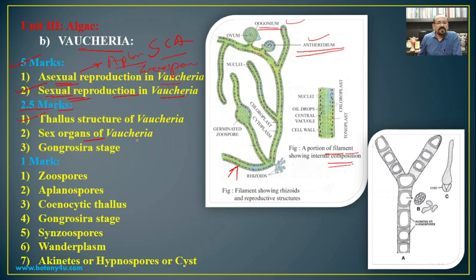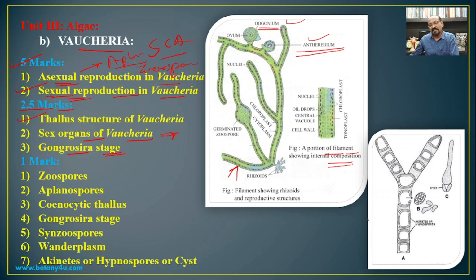Then sex organs of Vaucheria, the same question, that is sexual reproduction in Vaucheria, we have to provide the details regarding the structure of sex organs in Vaucheria. The third question asked in case of Vaucheria is the Gongrosira stage.